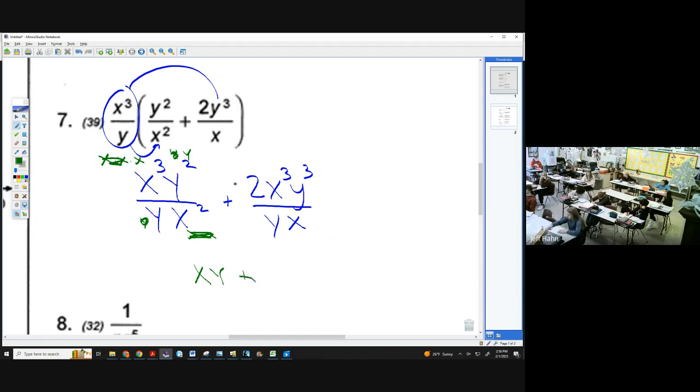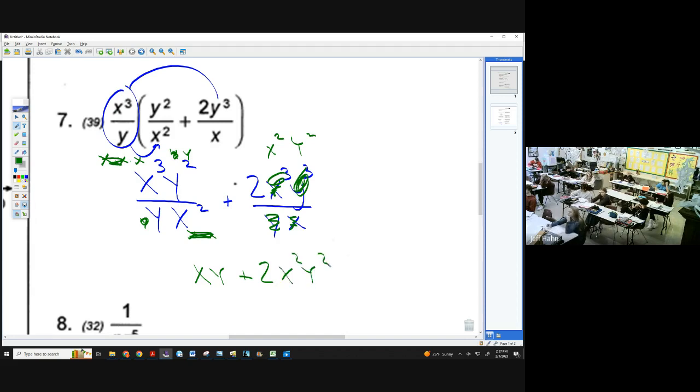Over here, this 1 y will cross off with those 3 to leave you with what? 2 y squared. This 1 x will cross off with those 3 x's to leave you with x squared. Just throw that 2 up there, nothing on the bottom, so it ends up being 2 x squared y squared.